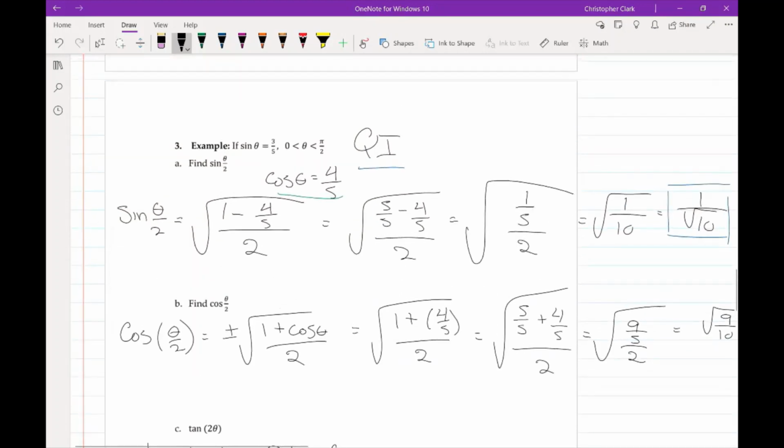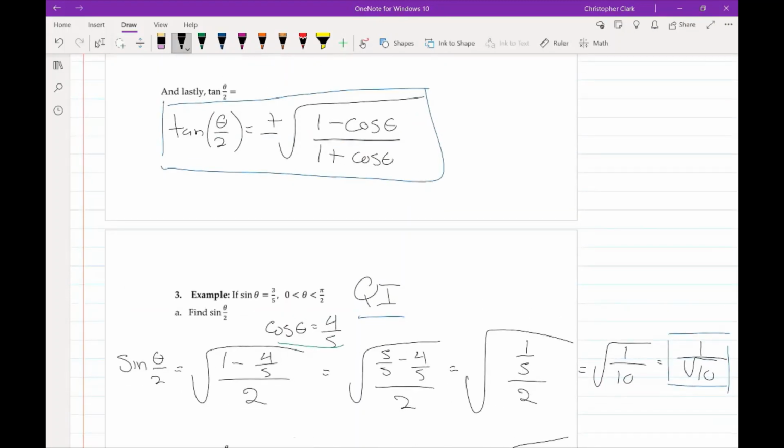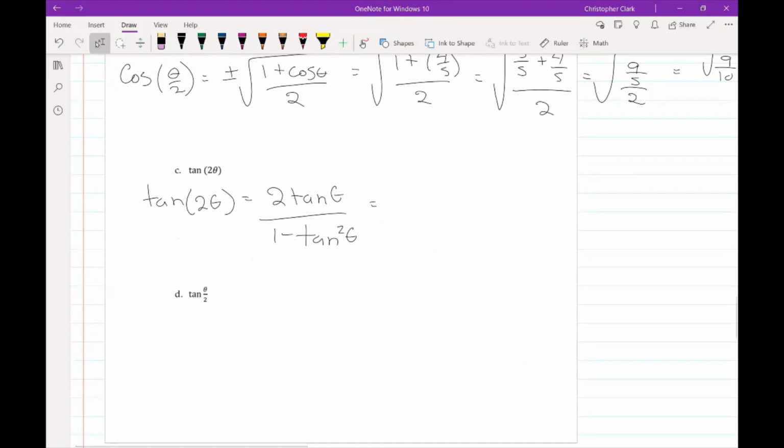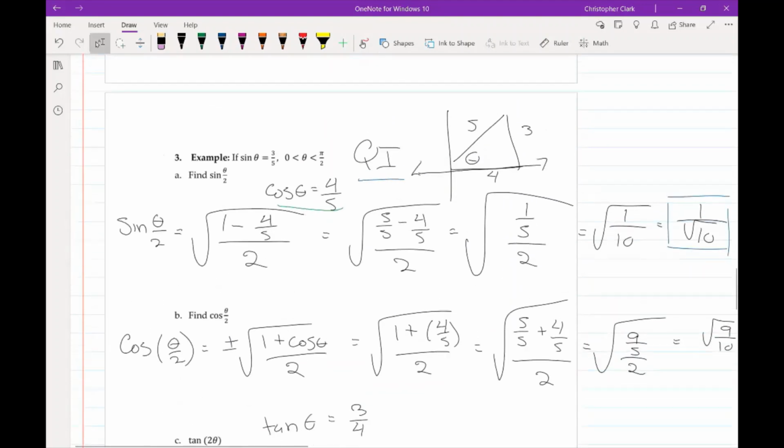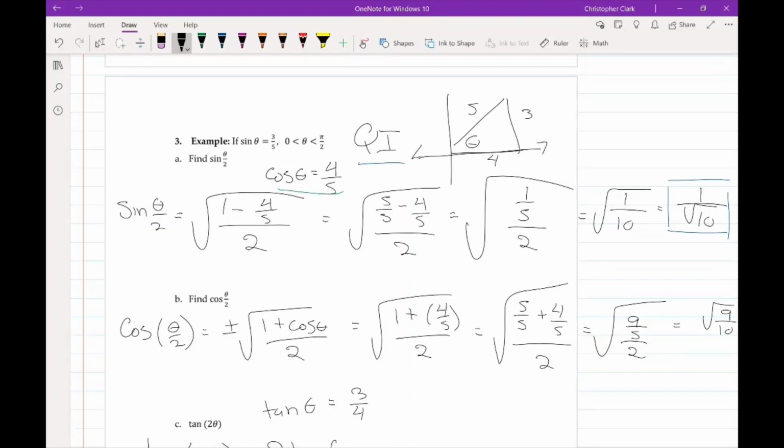Well, I'll go back to my triangle. Where did that triangle go? Oh, that was in an earlier problem where we drew the triangle, but it's the same triangle. So this is my theta. I am in quadrant 1, and the opposite is 3, and the hypotenuse is 5, and the adjacent is therefore 4. So tangent is opposite over adjacent, so that means that tangent of theta is equal to 3/4, right? Let's double check that. That is the opposite over the adjacent. We're in a good place.